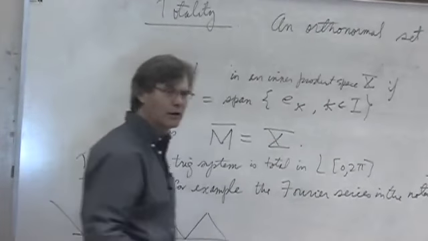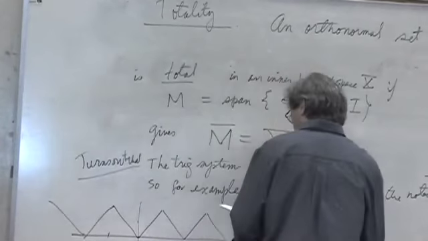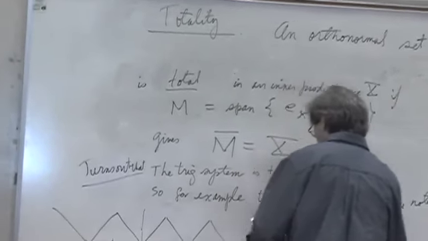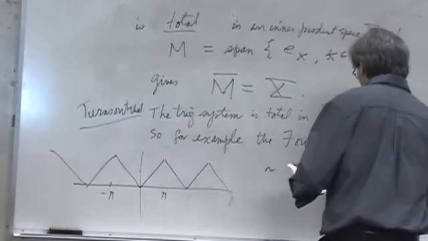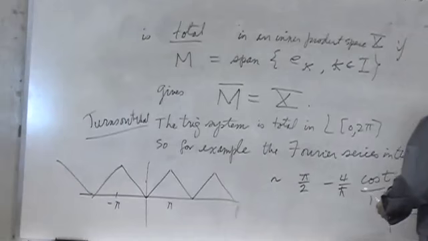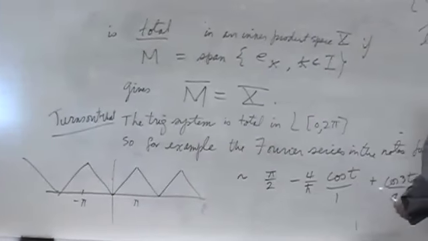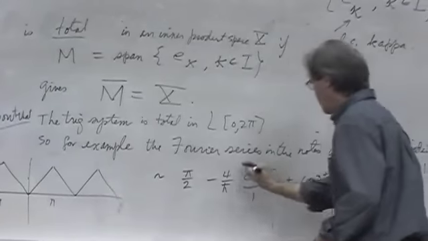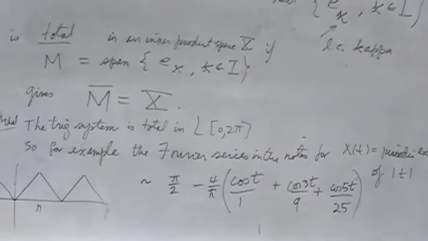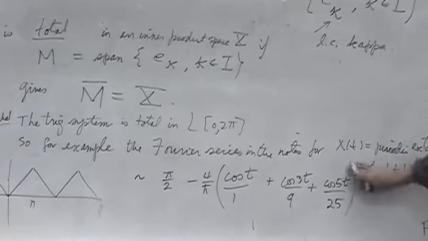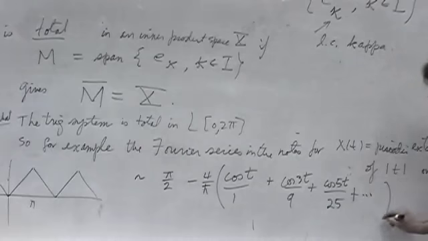In the notes, I did this one, and I developed it as a Fourier series. I found the Fourier series is pi over 2 minus 4 over pi. It was a cosine series because it's an even function, times cosine t over 1 plus cosine 3t over 9 plus cosine 5t over 25. So you're getting the reciprocals of the squares of the odd integers, okay, plus dot dot dot.